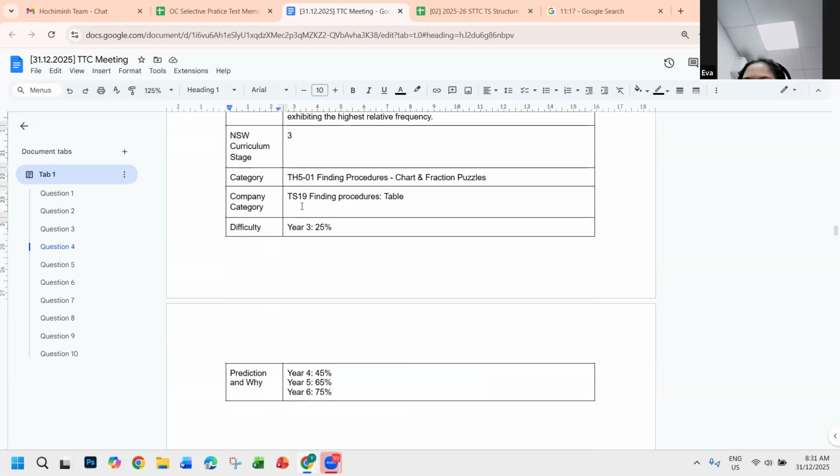Common category: ETS 19, reading procedure, table.